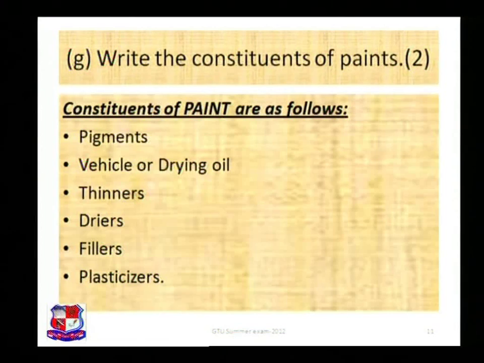The next objective, again of 2 marks, is: write the constituents of paint. The constituents of paint are as follows: pigment, vehicle, which is also called drying oil, then we have thinners, dryers, fillers and plasticizers. You can see very clearly that they have asked for the constituents, so constituents means the composition of the paints. We don't have to put the detail of each and every component in the answer. So be very specific when you are opting for the objectives.